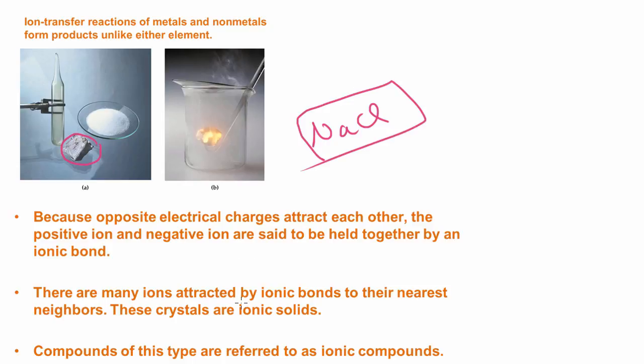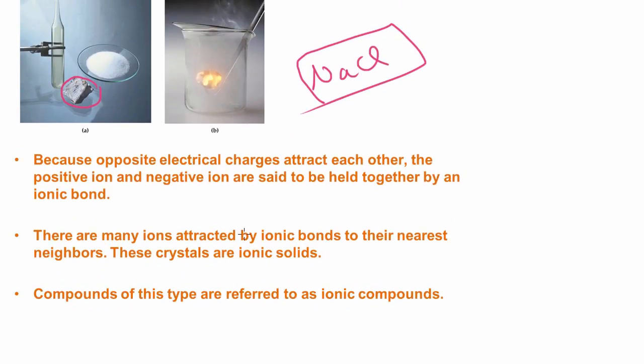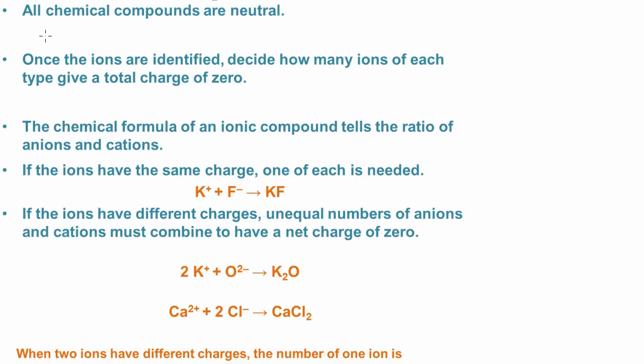Anyway, we said before that salts are crystalline compounds, and it turns out that in these crystals, we have many, many ions that are attracted by these ionic bonds to their nearest neighbors. And we call the crystals ionic solids. And these types of compounds we refer to as ionic compounds. So, first rule is all chemical compounds are neutral. In other words, the overall charge is 0.